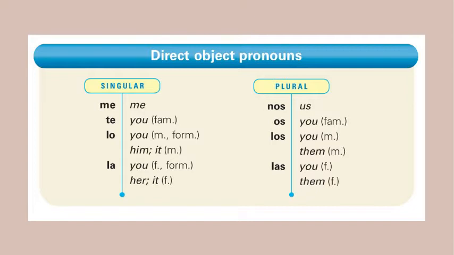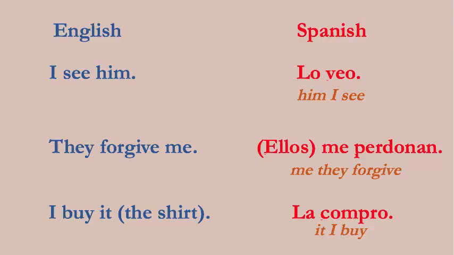What are they? Me refers to me. Te refers to you, familiar. Lo can refer to him or it. Also could be you, for usted, formal. La, usually her or it, could also be you, feminine, formal. Nos refers to us. Os refers to you, familiar, like vosotros. Los refers to you and them, and las also to you and them.